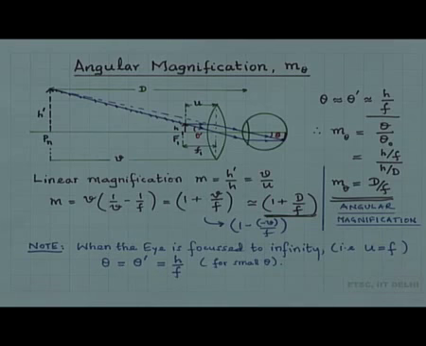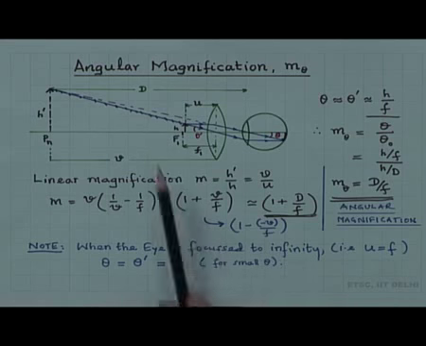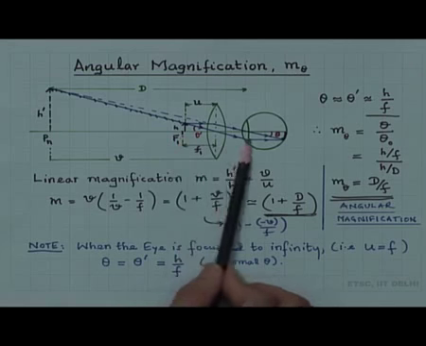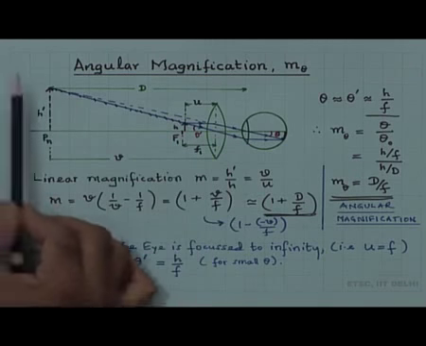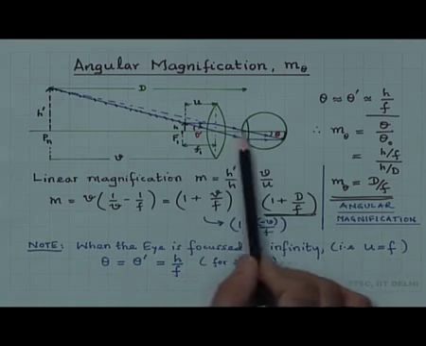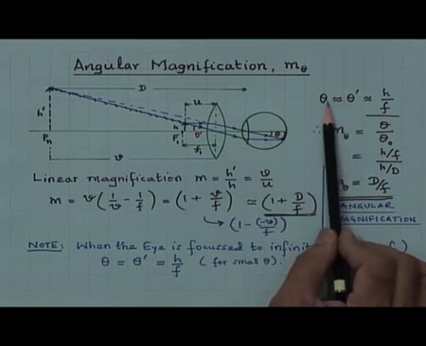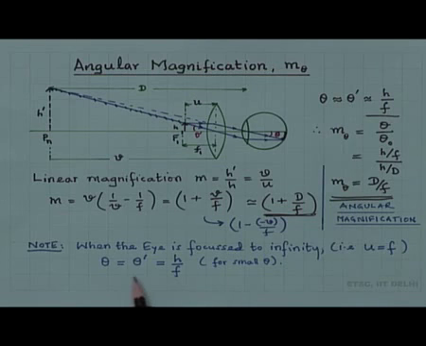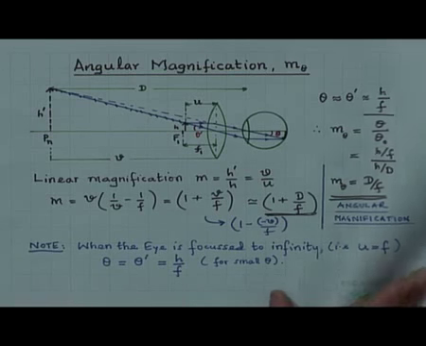When the eye is focused to infinity, that is when the object is exactly placed at the focal length, the two rays run parallel, so that the image is formed at infinity, and theta is exactly equal to theta dash. Right now, theta is nearly equal to theta dash is a good approximation, but theta is exactly equal to theta dash, equal to h by f, for small values of theta.